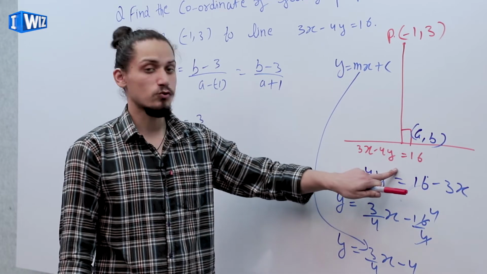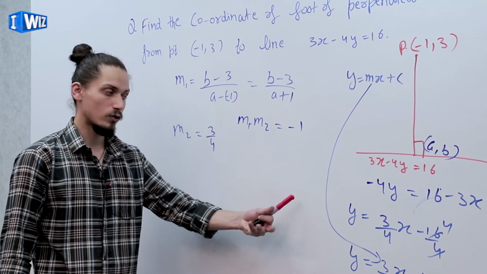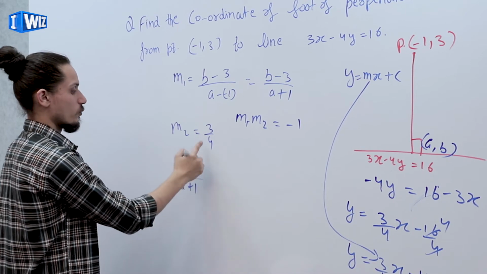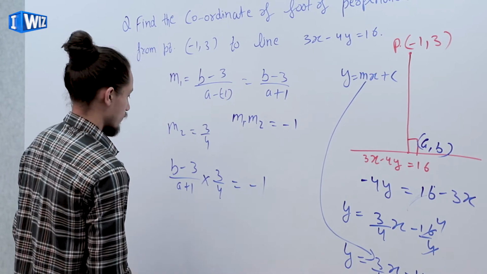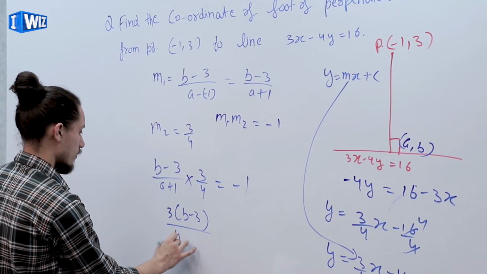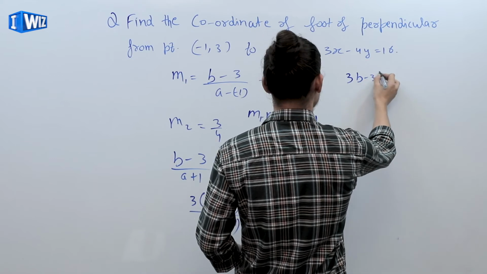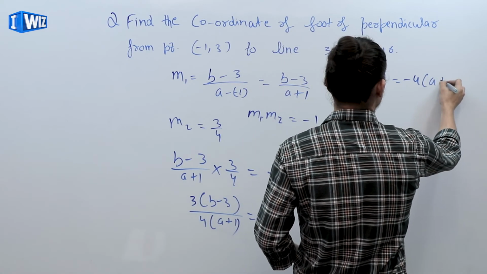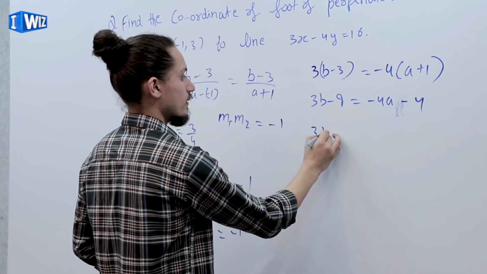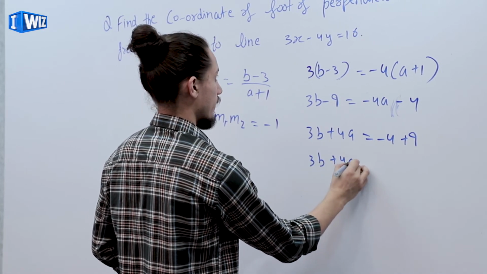Now we know, अगर दो lines एक दूसरे के perpendicular होती हैं तो उन दोनों की slopes का multiple, m1 into m2, is equal to minus 1. So using this we get m1, that is (b minus 3) upon (a plus 1), into m2, 3 upon 4, is equal to minus 1. ओके, so 4 इनको multiply कर दो. We get 3 into (b minus 3) upon 4 into (a plus 1) is equal to minus 1, or this implies 3 into (b minus 3) is equal to minus 4 into (a plus 1). 3b minus 9 is equal to minus 4a minus 4, or 3b plus 4a is equal to minus 4 plus 9, which implies 3b plus 4a is equal to 5.